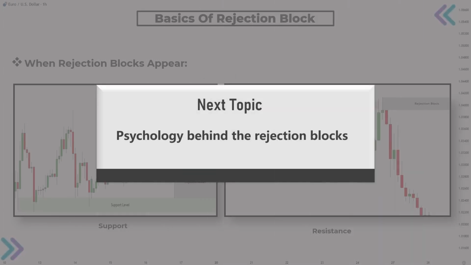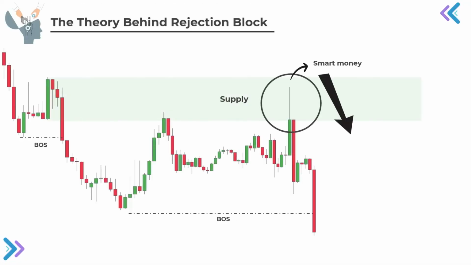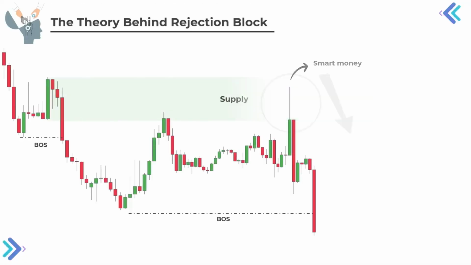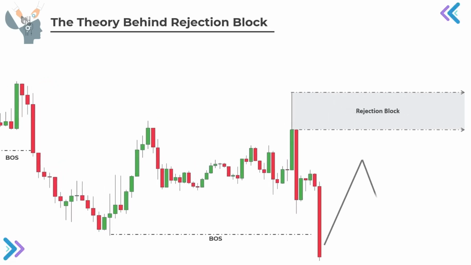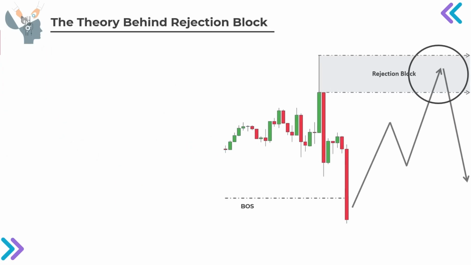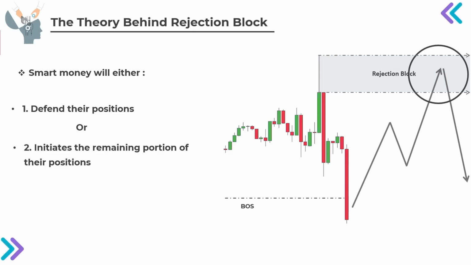So, let's see the theory behind the rejection blocks. A rejection block forms when price attempts to break through a key level or area but faces strong opposition from institutional traders or smart money, causing a sharp rejection. So, when the price returns to these zones, it often reacts and reverses in the opposite direction. Because when the price returns to these areas, smart money will either defend their positions or initiate the remaining portion of their trades. This makes rejection blocks important areas to consider on the price chart.